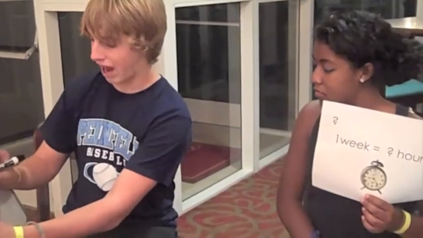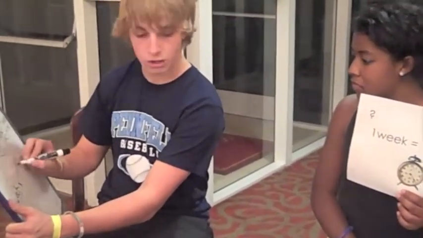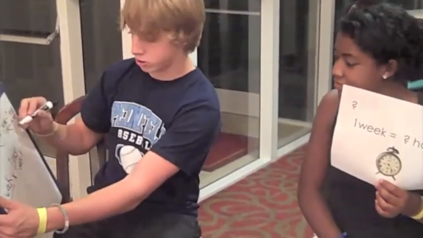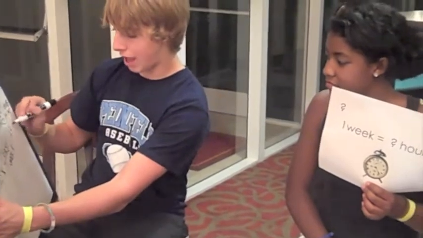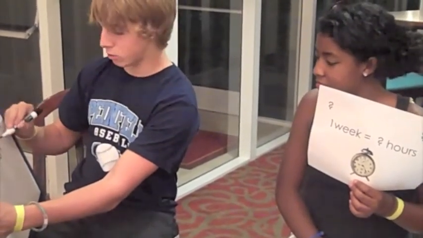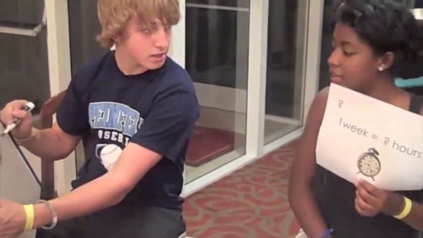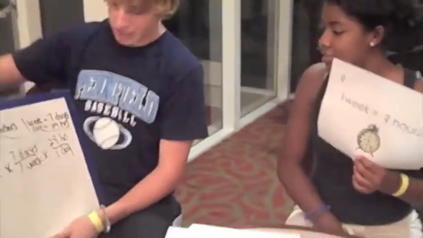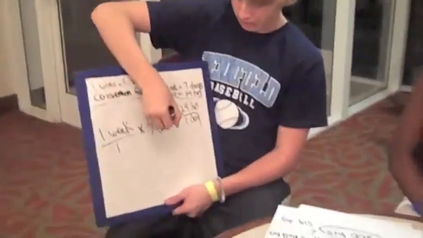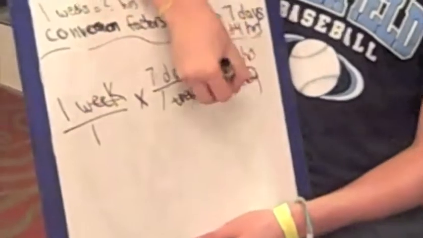So make a fraction, 7 days equals 1 week. So they cancel out, and you're getting weeks to days. Now you have to get days to hours. So 24 hours equals 1 day. That makes sense? Yeah. So this weeks cancels out this weeks, and these days cancel out these days. So it leaves you with just hours.